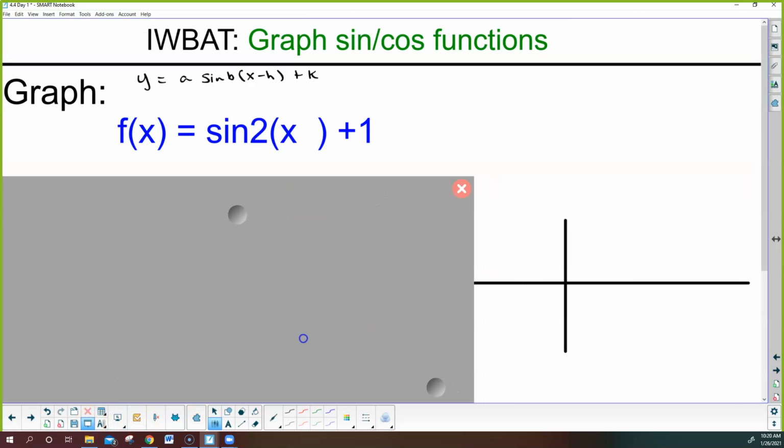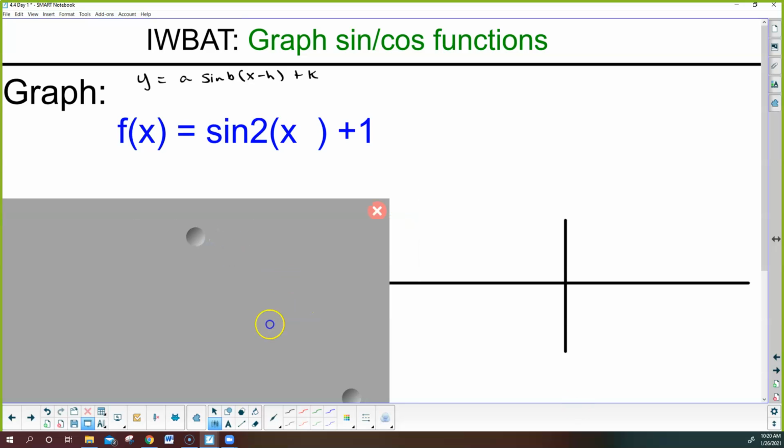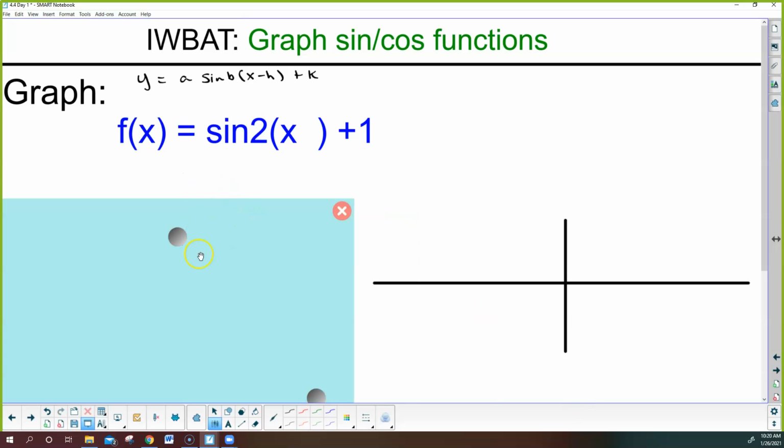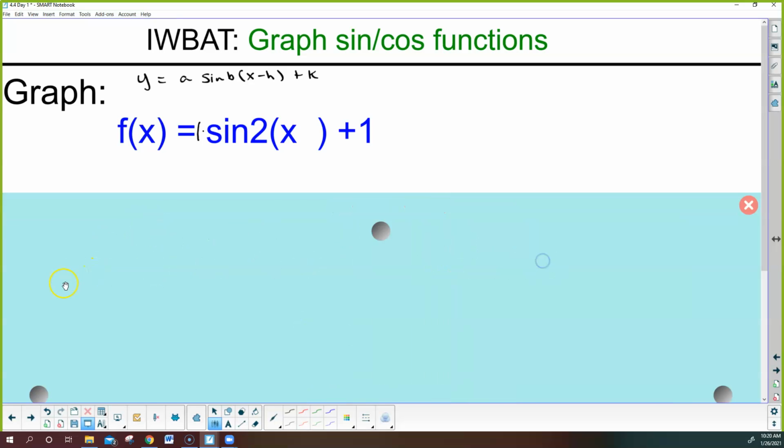And we'll fill this out together as we go. So what do we have? We've got f of x equals sine of 2x plus 1. So when I'm doing this, the first thing I'm going to do is realize that there isn't an a value. Right? So I'm going to just state a is 1.